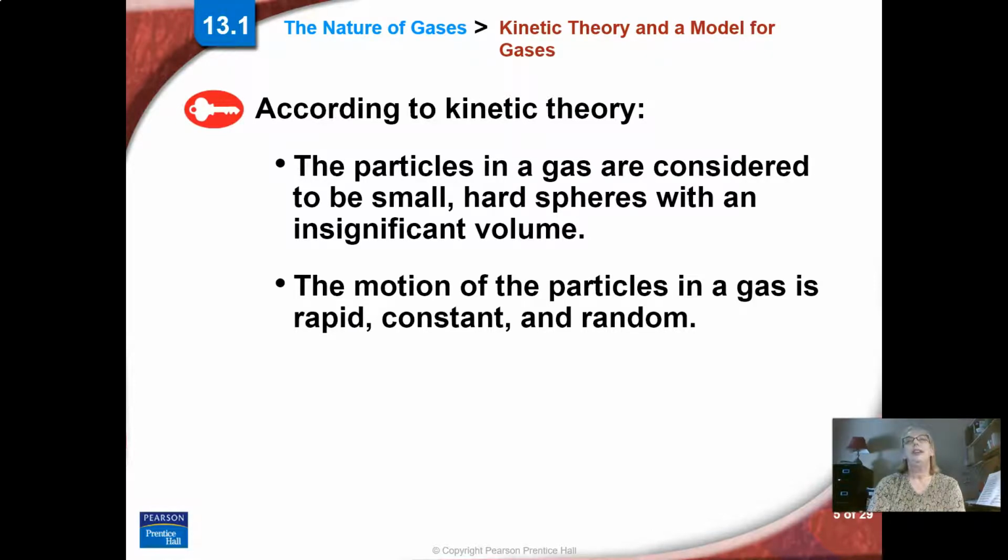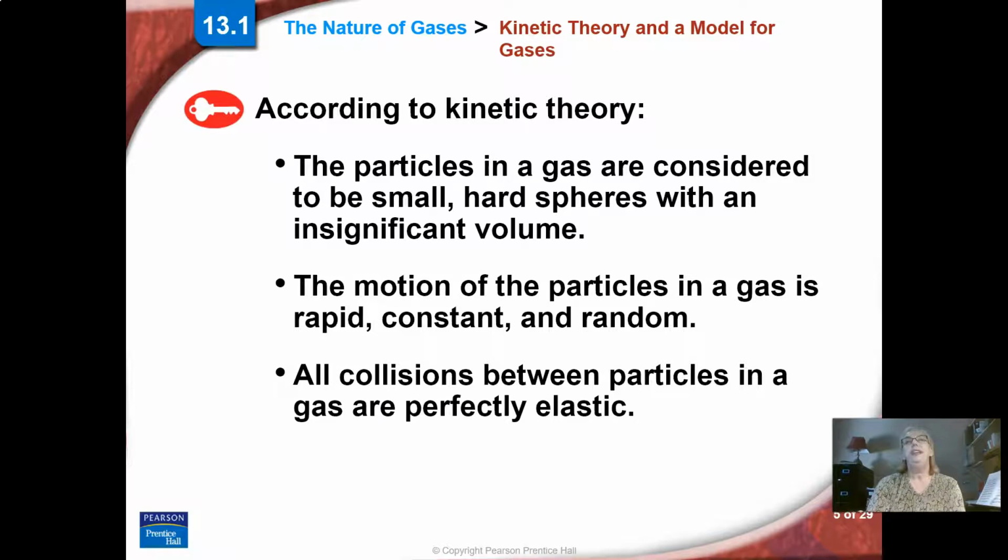And the particles move on their own. They're rapid, constant, and random. They're moving all over the place. And they do hit into each other. So when they do, it's like two pool balls on the pool table. They hit, and then they bounce off, depending on the angle that they hit each other in. And the gases make collisions, and then they bounce off each other, and they don't lose any energy, so that's called elastic.